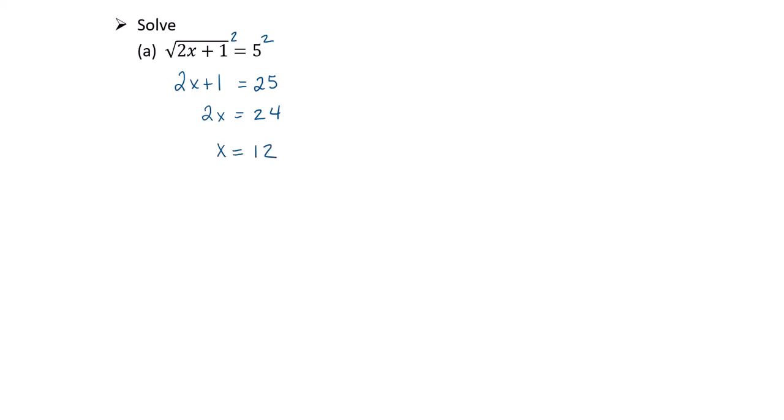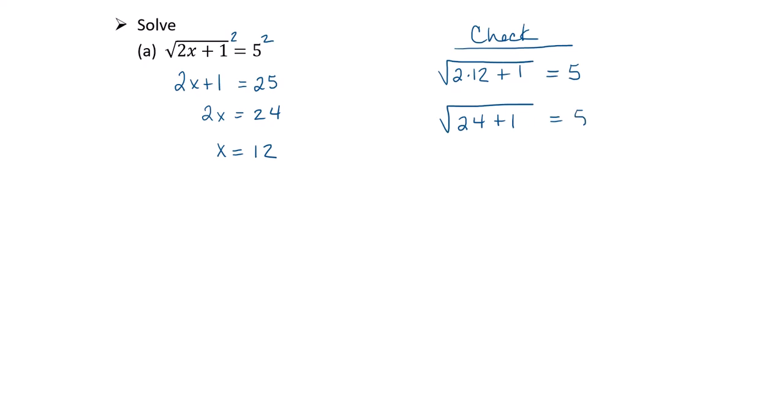We think that this is a solution, but we do need to check. Remember, this check is not to see if you've made a mistake, but to see if the solution that you came up with is actually a solution or not. So this is the square root of 24 plus 1 equals 5. That's the square root of 25 equals 5. And 5 does equal 5. So this is our solution. Always a good idea to come back and put a box around your answer.